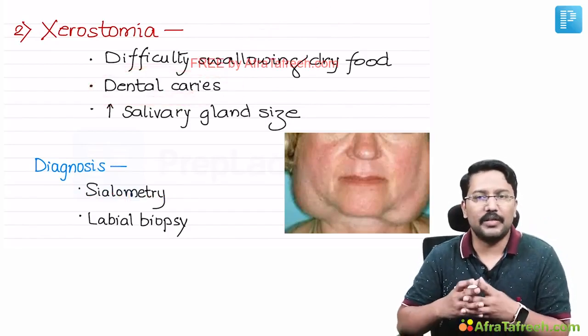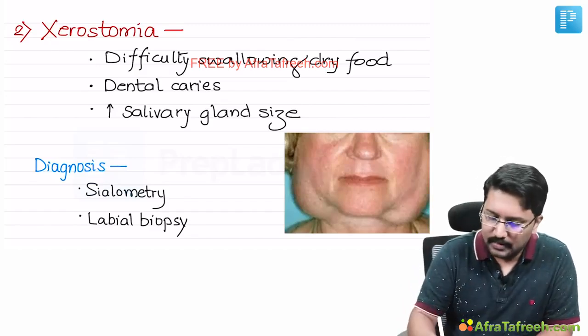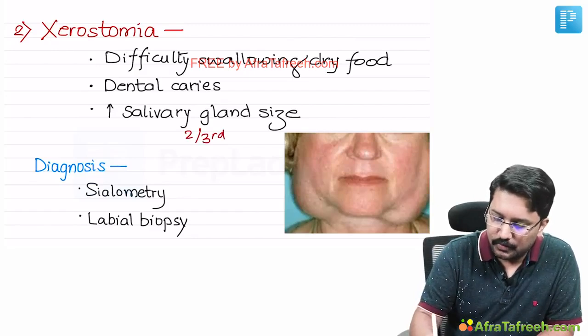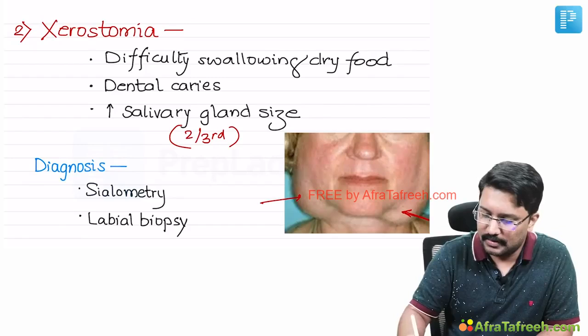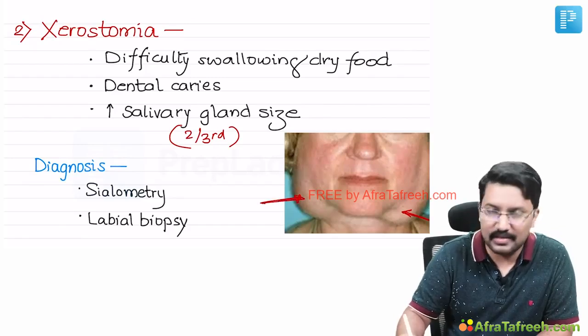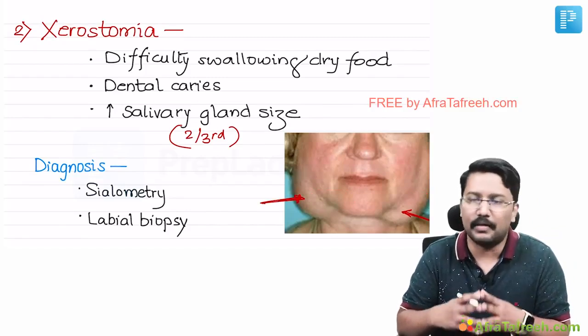And if you examine these patients, the salivary gland is usually increased in size. We see that increased salivary gland in 2/3 of the patients, like you can appreciate in the image. The salivary gland is increased in size. And I've already told you the reason behind this increased salivary gland size. It is because of the lymphocytic infiltration.